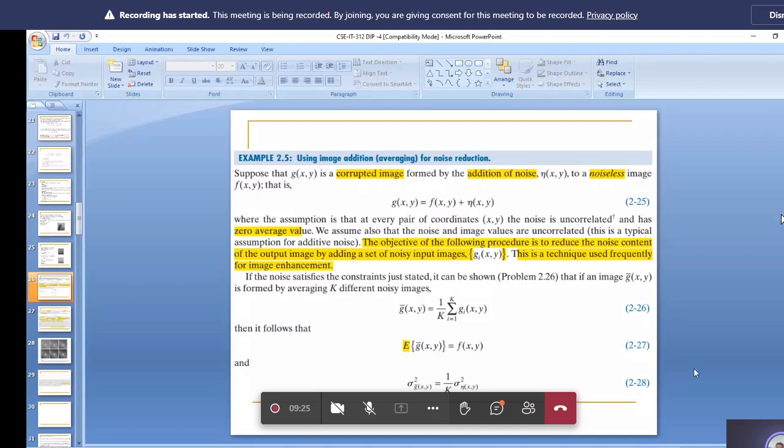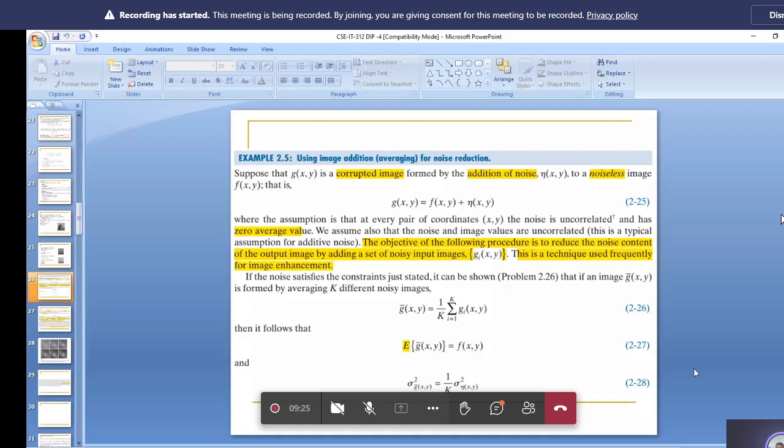Now this E of g bar of x comma y is the expected value, and these two sigma squares are the variances of these two types of noise. You can also calculate the standard deviation. It is 1 by square root of capital K times sigma of x comma y.